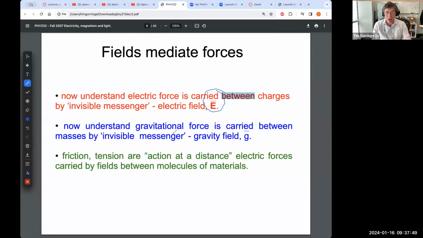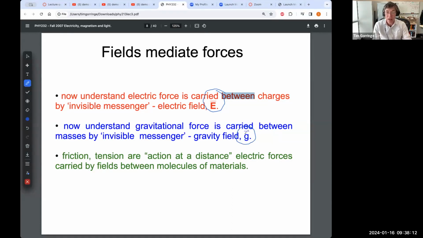It's also now understood that the gravitational force between masses is carried by a field, a gravity field. And so that's the mechanism of the gravitational force. And here's how we denote the gravitational field. It's a little g, with a line on top, an overline, to indicate that this field is also a vector.